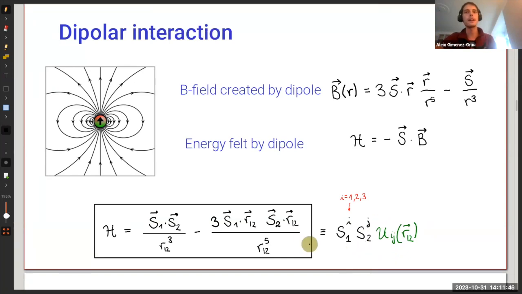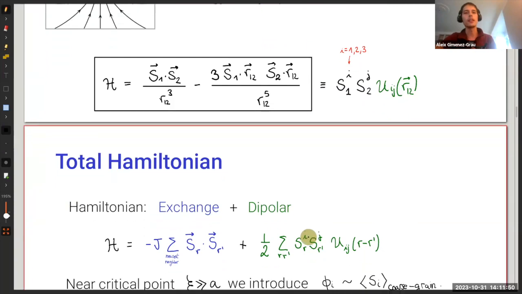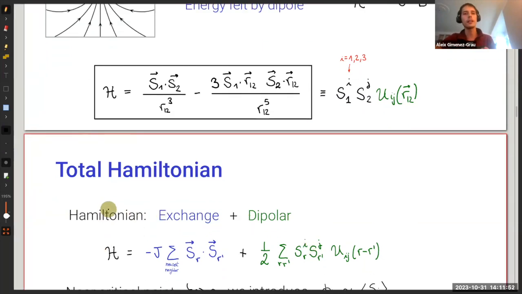Okay, so that's like the summary of the two contributions. And as I was saying, what we want to do is build a Hamiltonian that contains both of them. Okay, so these exchange interactions are typically very short range. So then what people do is model it with some sum over nearest neighbors. Okay, so you compute some energy, which is a sum over nearest neighbors, and then you just multiply the spins in these nearest neighbor sites.